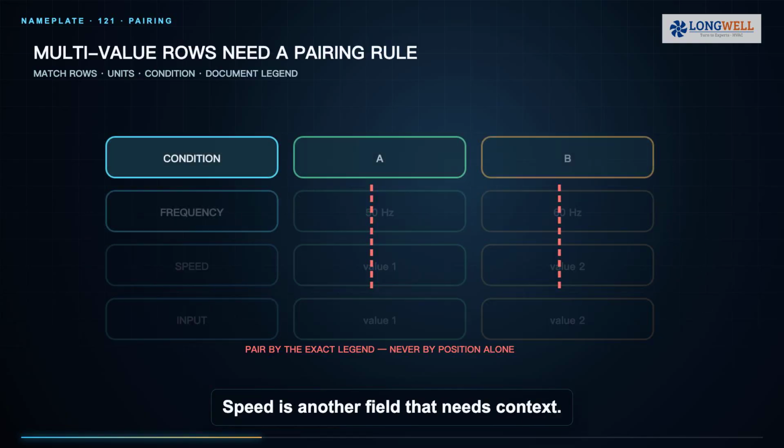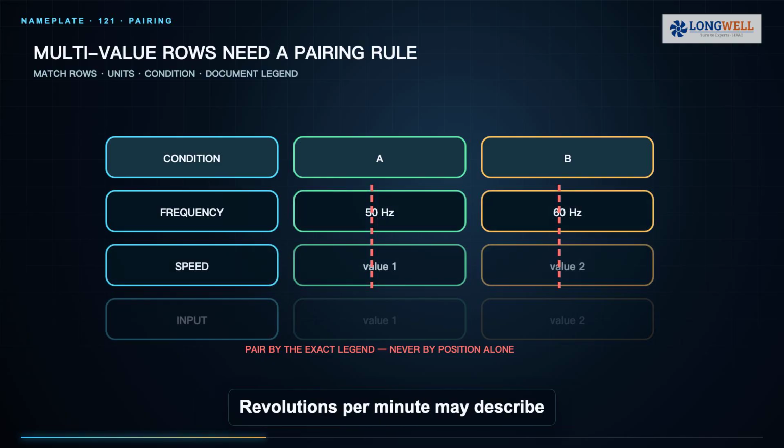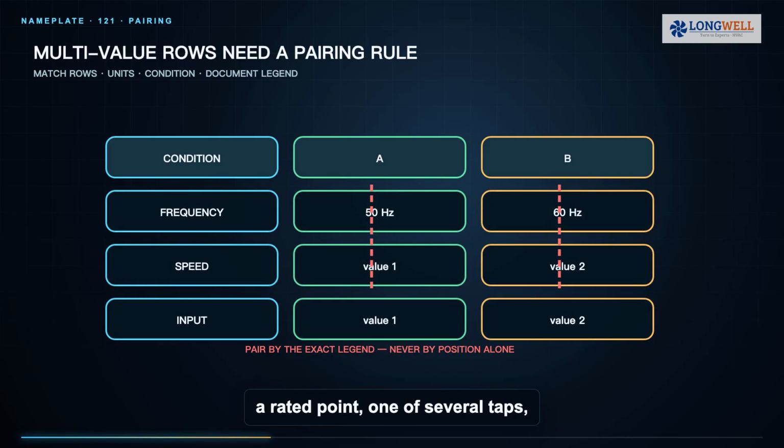Speed is another field that needs context. Revolutions per minute may describe a rated point, one of several taps, a maximum command, or a value paired with frequency, voltage, or load. The two Longwell crossflow examples list multiple speed and power values. Their order matters only with the exact label convention. Never mix the first speed with the second power or assume a range means continuous approval between endpoints.